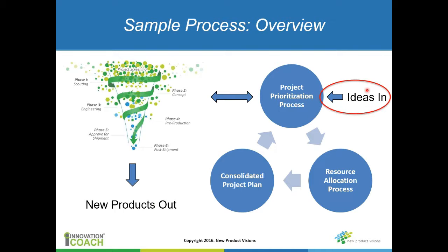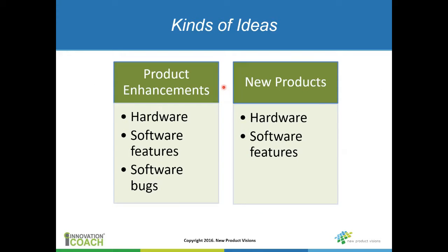So let's focus first of all on this first part of the overall process, and that's the idea management sub-process. And really, if you think about it, there are a couple different types of ideas that we work on. One are product enhancements. These are for our existing products. It might be hardware enhancements, maybe new software features. Maybe if it's software related, you're dealing with software bugs. There might be other things related to maintenance projects or cost reduction projects. So all those kind of fall into product enhancements.